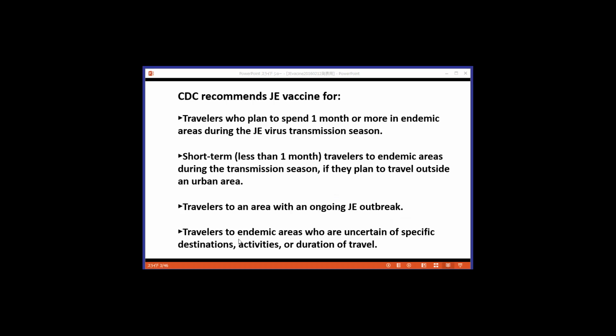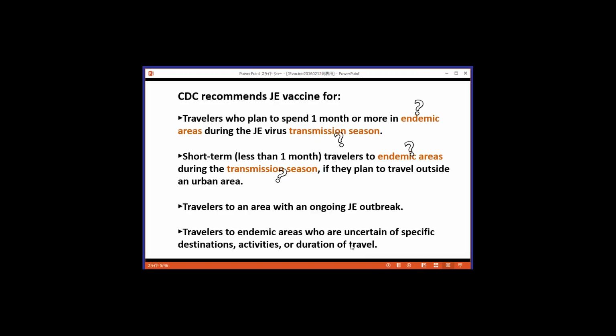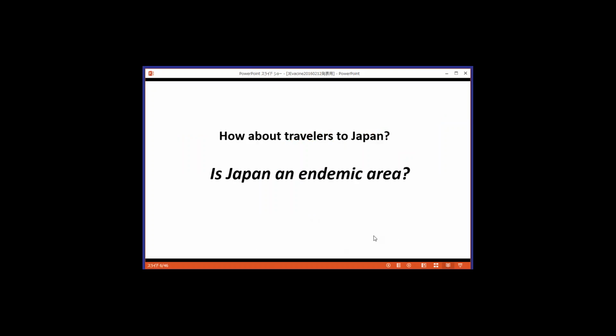Of course, also travelers to endemic areas who are uncertain of specific destinations, activities, or duration of travel. And CDC does not recommend it for short-term travelers whose visits will be restricted to urban areas or times outside the well-defined JE virus transmission season. Which risk is there? Very reasonable recommendation, but if we read it again, some questions arise. Is Japan endemic? What is the transmission season? Then I will answer these questions.